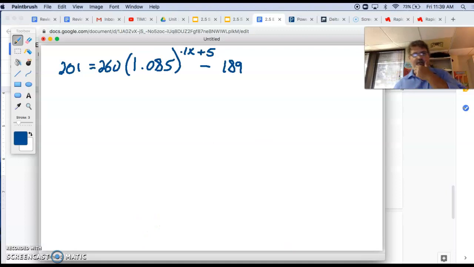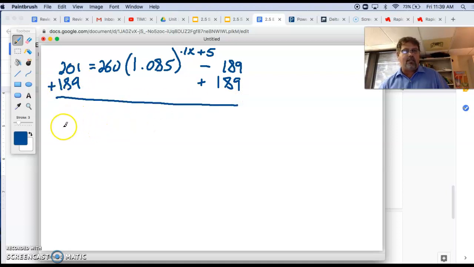All right, so in this case here, the very first thing is to isolate the exponential expression. And to be clear on what that is, it is this 1.085 raised to the 0.1x plus 5. So that's our exponential expression right there. So I got to get the 189 out of the way. And once we add 189 to both sides, that's going to give us 390. And then that's equal to 260 times 1.085 to the 0.1x plus 5.